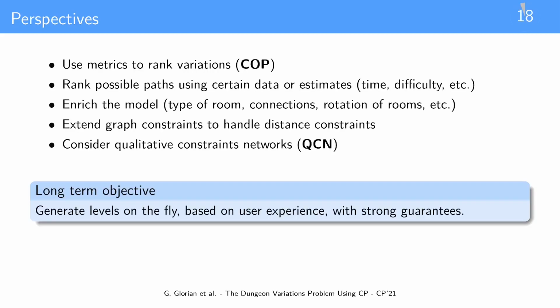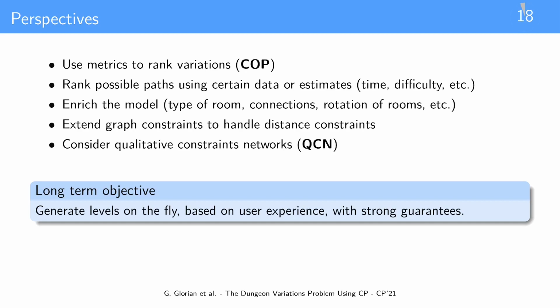A lot of perspectives emerged from this work. We could do an optimization version of the dungeon variation problem by using metrics to rank the variations. Some metrics already exist in the video game state of the art, such as map linearity, path redundancy, leniency, and mission linearity. We could also rank the possible paths inside a source dungeon or a variation using data or estimates on time to complete rooms or difficulty to do so.